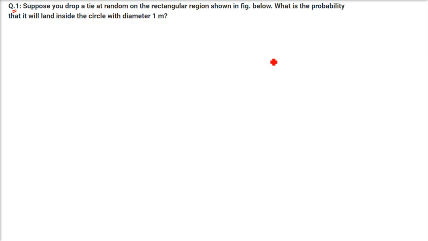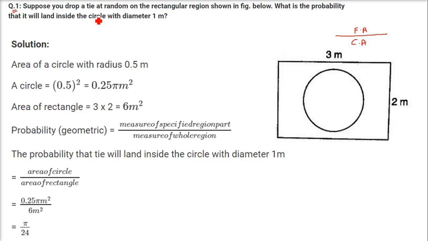So geometrical probability, the idea is we take the complete area, and the favorable area or the area of importance, and we divide them and then we get the geometrical probability. For example, here in this problem we have to drop something, let it be a tie or something else, in this rectangular region.